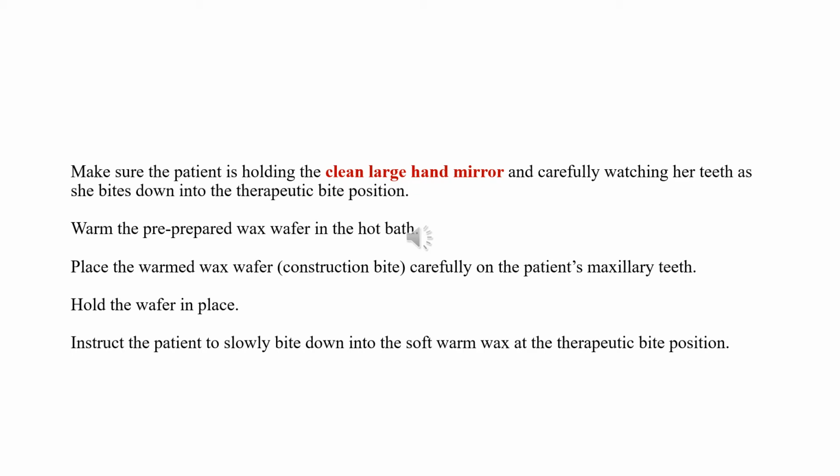So make sure the patient is holding a clean, large hand mirror and carefully watching her teeth as she bites down into the wax. Warm the pre-prepared wax wafer in the hot bath. You don't want it too soft, but you want it soft enough that the patient can bite easily into it. Place the warm wax wafer carefully right above the patient's maxillary teeth so it fits exactly over the maxillary teeth correctly. Then instruct the patient to slowly bite down into the wax on top of the maxillary teeth at the therapeutic bite position.